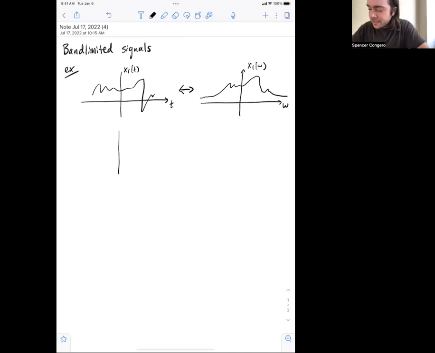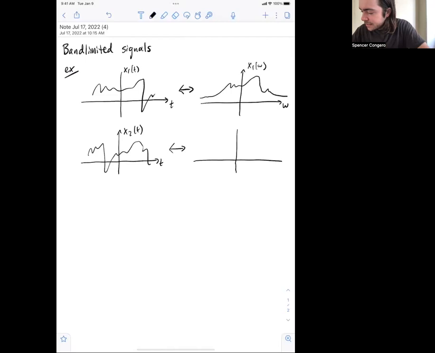And now in contrast, let me draw another function, again, just completely making this up. Okay, who knows, maybe it looks something like that, x2 of t. And let's say that its Fourier transform looks something like this. Let's say it actually starts at zero, and then who knows, it does something in between, and then it equals zero again forever after that point. Okay, let's say this is x2 of omega.